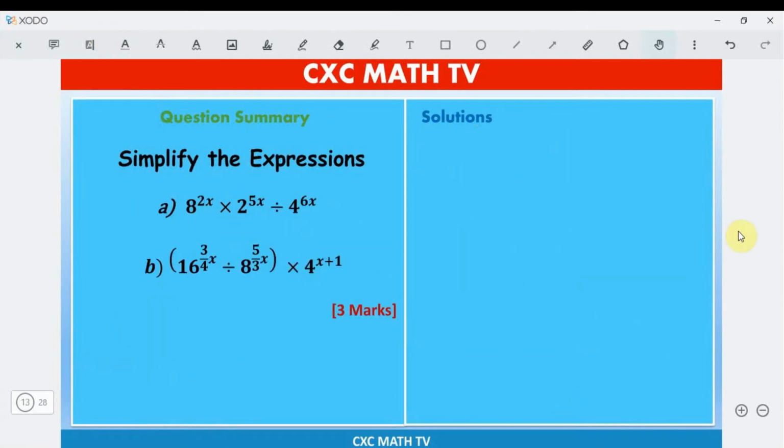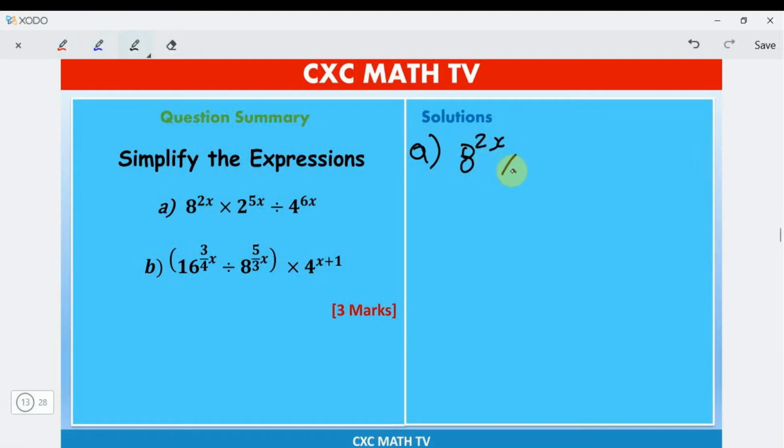Alright, so the next part now, part A and part B, I want you to pause the video and simplify both of those expressions for me using laws of indices. Alright, so as you pause the video and attempt to simplify, realize that part A, let's do part A in black. We have 8 to the 2x multiplied by 2 to the 5x, and then we're going to divide it by 4 to the 6x.